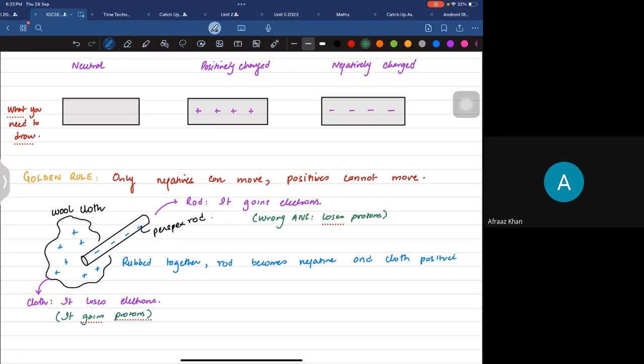Is it clear, everyone? Well, sir, I thought protons cannot move. So how can the cloth gain it? They see, electrons from this cloth have moved to the rod. So now the cloth has fewer electrons, so it's more positive, and the rod has more electrons, so it is more negative. Do you get it? So only electrons can move, protons cannot. Understood?